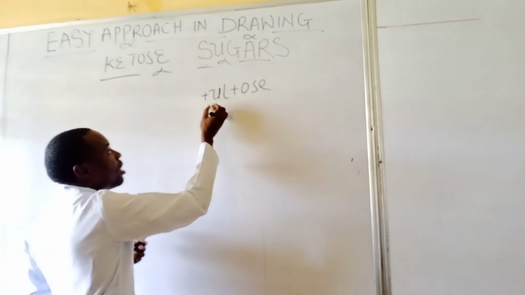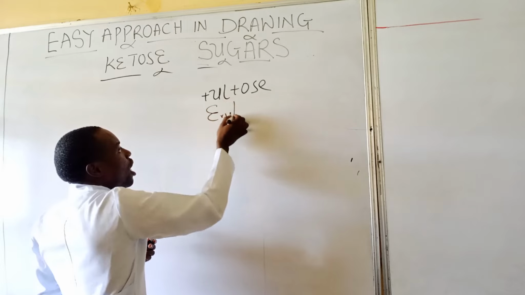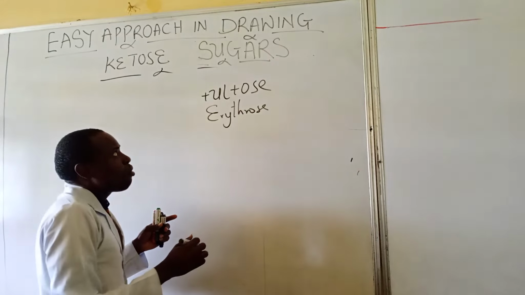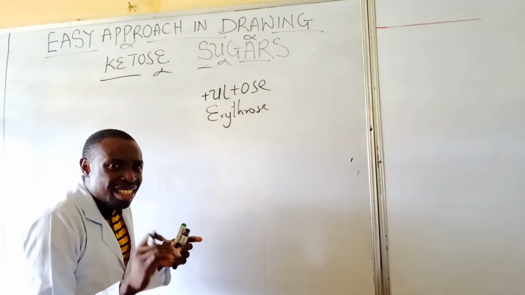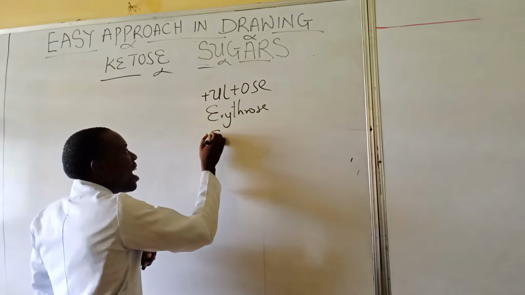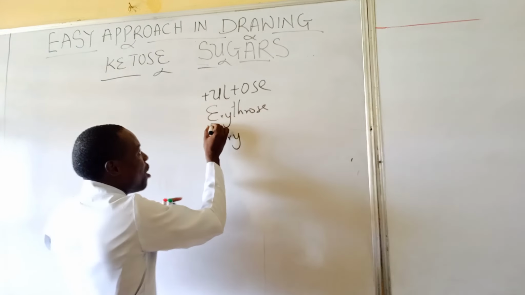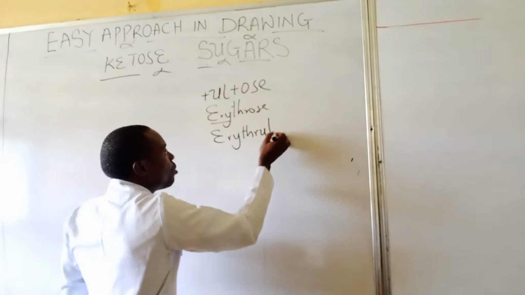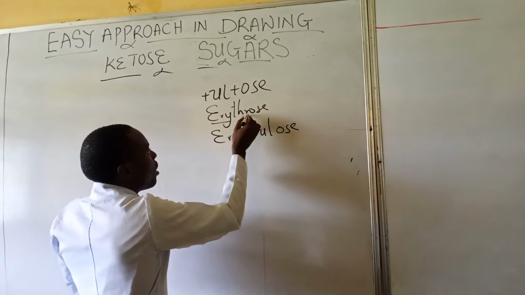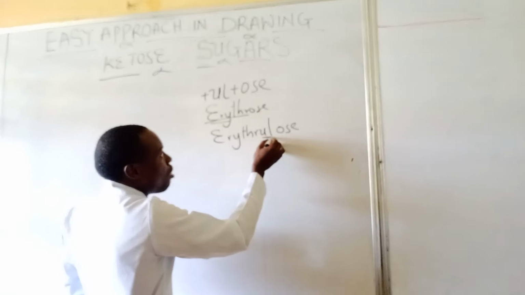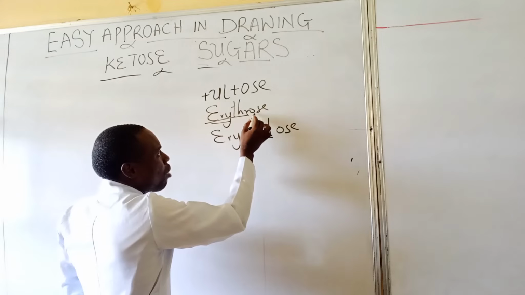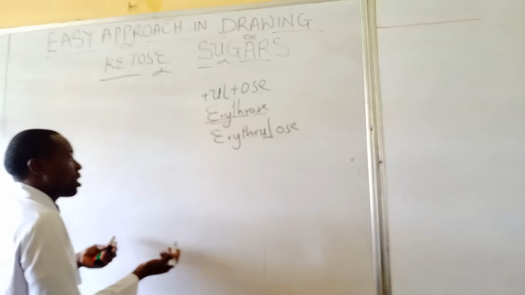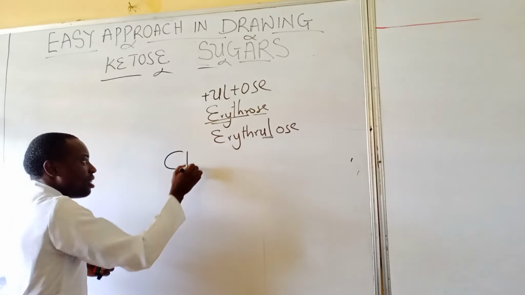Like for example, if I'm having erythrose, erythrose is an aldotetrose. If I have to name it under the keto sugar, it will be erythrulose. That is plus UL, meaning between this sugar name and OSE, UL will follow. So let's start from the first one, the erythrulose. This is how it is being drawn.